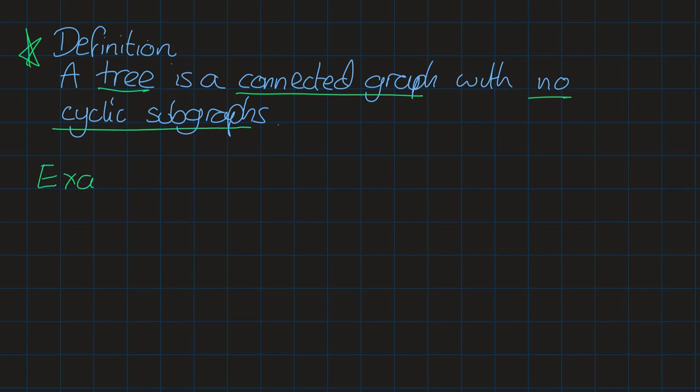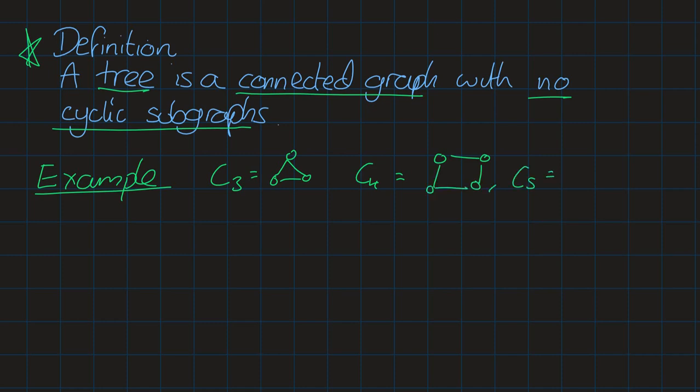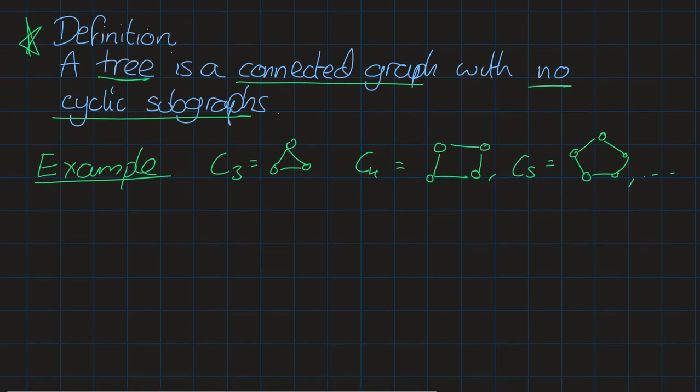If you recall, cyclic graphs are like C3, which looks like this, C4, which looks like this, C5, which looks like this. And the idea of a tree is you can't find any of these graphs hidden inside a tree. You won't find them anywhere inside a tree. So let's just do some examples. Part of the reason it's called a tree is it supposedly looks a bit like a tree, like the real world definition of a tree.